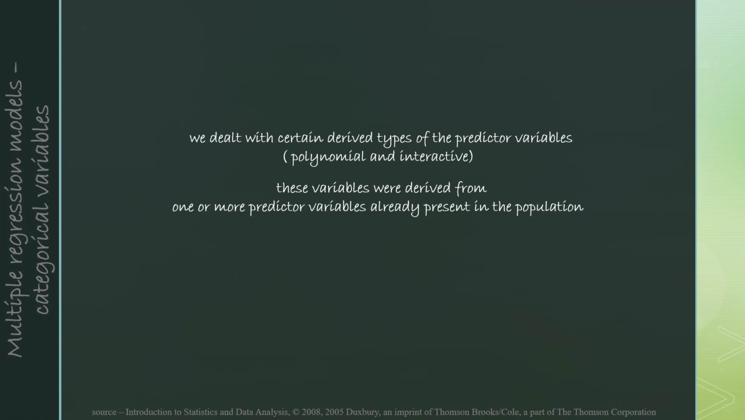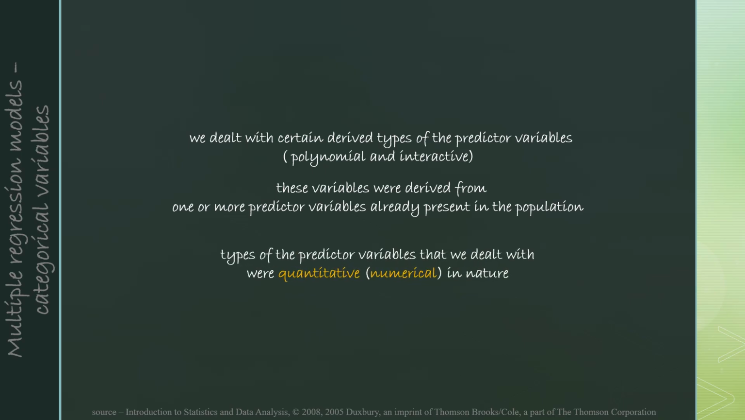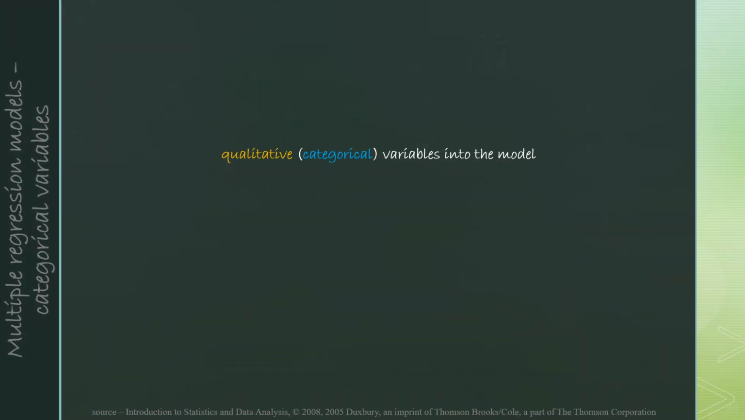So far, we dealt with certain derived types of the predictor variables, namely polynomial and interactive, wherein these variables were derived from one or more predictor variables already present in the population. However, until now, the types of the predictor variables that we dealt with were quantitative or numerical in nature. It's time that we take a look at the need for incorporating the qualitative or categorical variables in addition to the quantitative variables into the model.